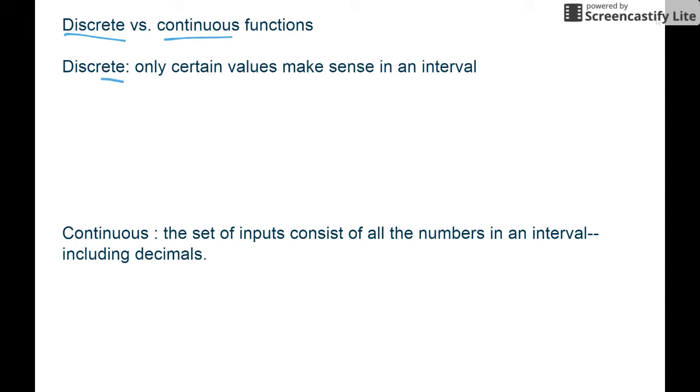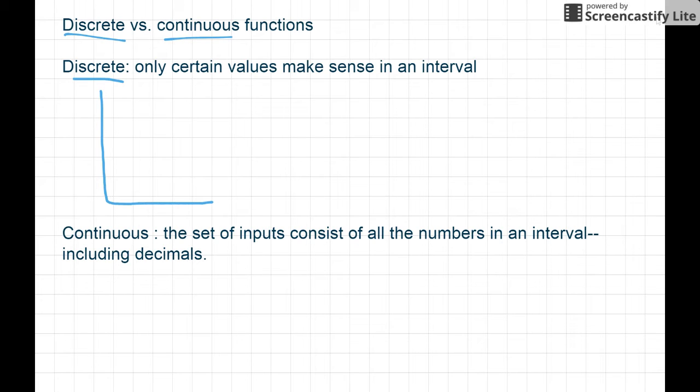So a discrete function means it has a discrete domain, which means that only certain values are going to make sense in the interval. And usually they're going to give you a graph. And when they give you a graph, if you see something that looks like this, and you're given this dot, this dot, this dot, and this dot, well, that would be discrete domain because they're not connected. They're just showing you individual dots.